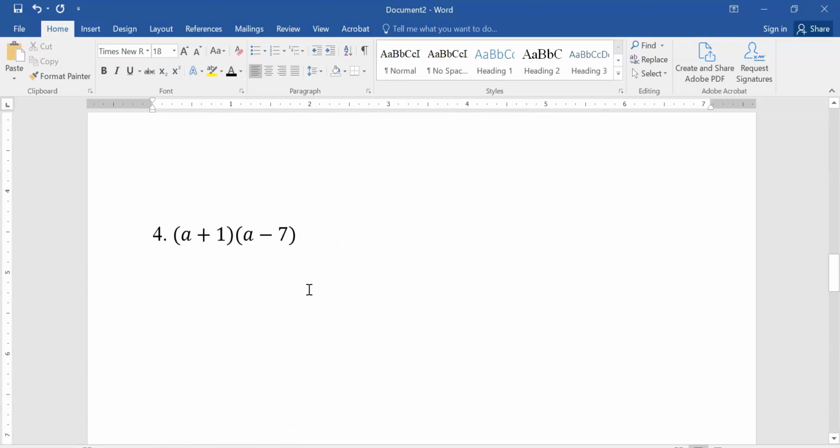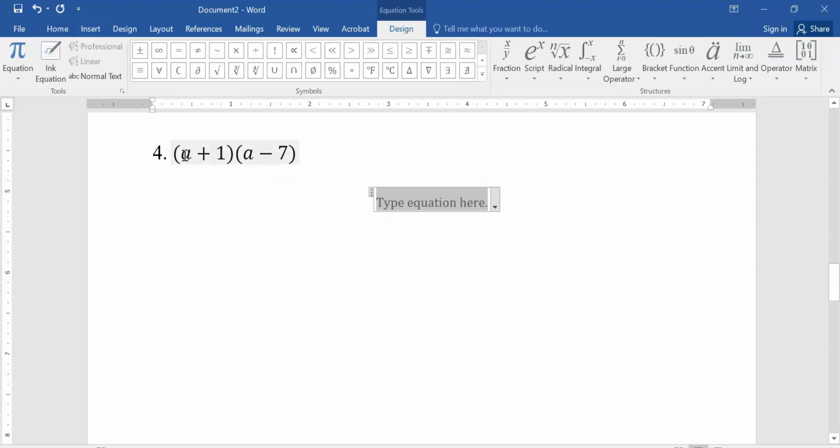Now, problem number 4, well, it's going to have a lot fewer terms. We just have a binomial times a binomial. So the first thing we're going to do is take a times a and get a squared. Then I'm going to take a times minus 7. You get minus 7a. So that's what you get when you distribute the a into both terms. When you distribute the 1 into both terms of the second polynomial, you get a plus 1a minus 7.